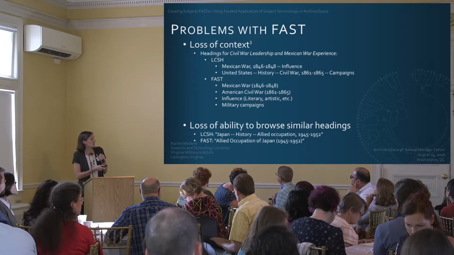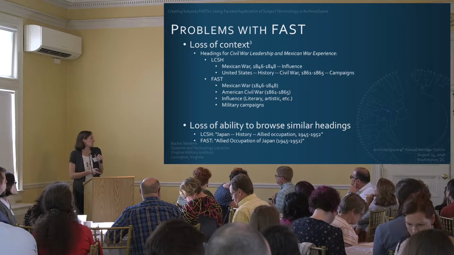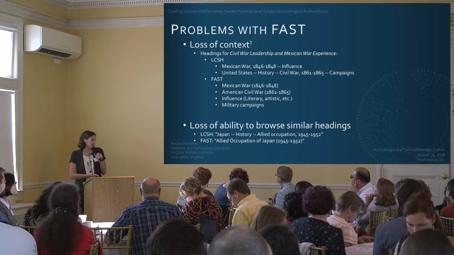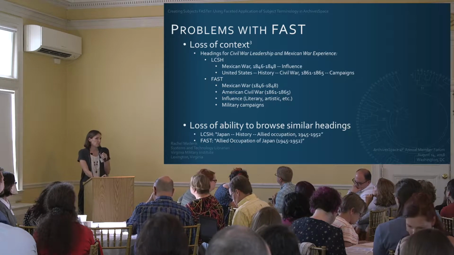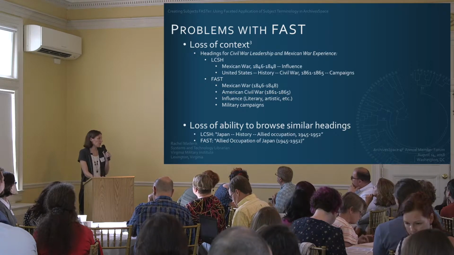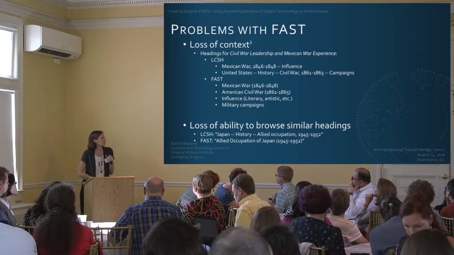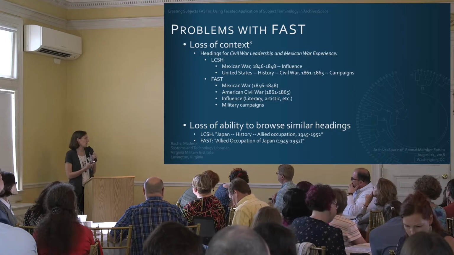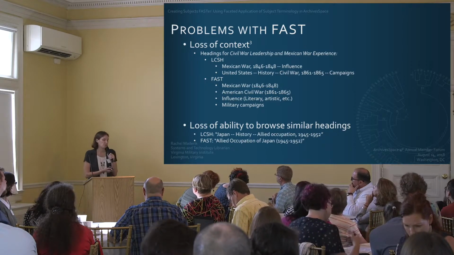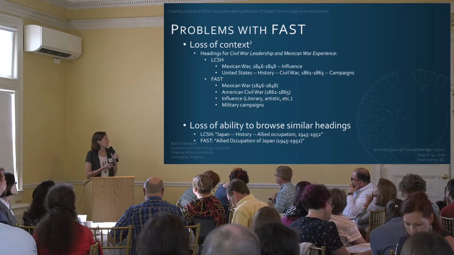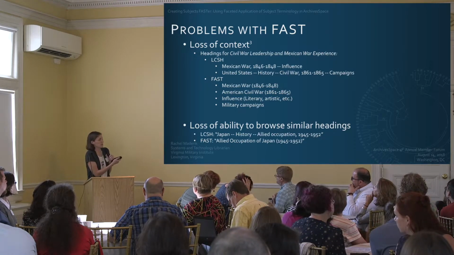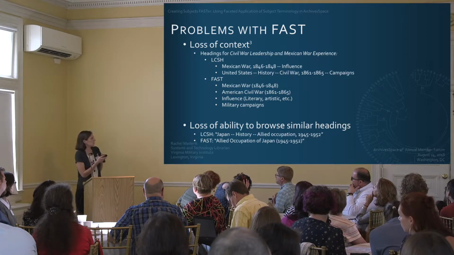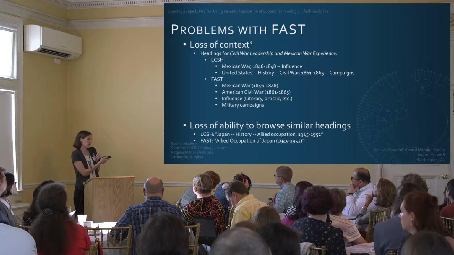And then another thing I alluded to before is the loss of the ability to browse subject headings. So even though some catalogs don't offer that anymore, some still do. And as you probably know, ArchivesSpace does. So for example, if we wanted a heading on the Allied occupation post-World War II of Japan, if we use the LC heading in ArchivesSpace, it's going to be listed along with every other heading about Japanese history. But if we use the FAST heading, that's not going to be the case.